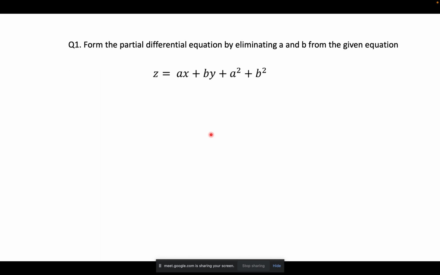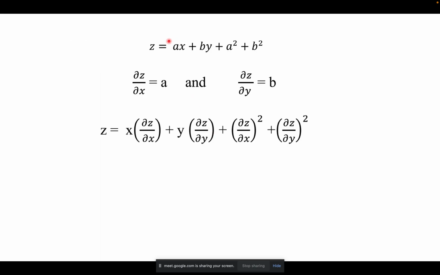Looking at the given equation, you can see that it has two constants. So the formation of the partial differential equation can be done by simply eliminating the arbitrary constants, right? So let's go through the solution. You are given this equation z is equal to ax plus by plus a square plus b square. The general rule to solve such a problem is that you eliminate both a and b from this equation, and then you put them back in the given equation, and that will be the partial differential equation.